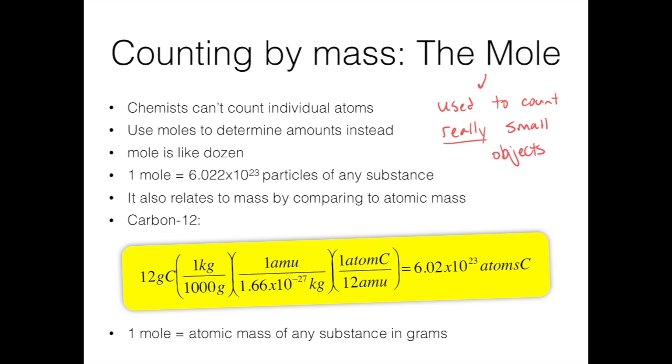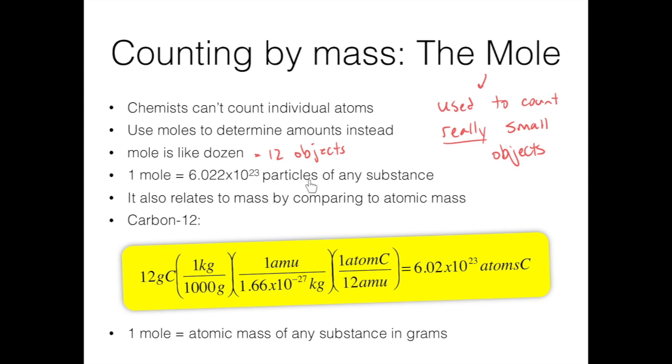Now what is a mole? Well, a mole is equal to 6.02 times 10 to the 23rd objects. Now those objects could be really small or really big. It doesn't really matter. It's kind of like a dozen. You can have a dozen eggs and you can have a dozen bricks. All of those equal 12. But a mole represents 6.02 times 10 to the 23rd particles.